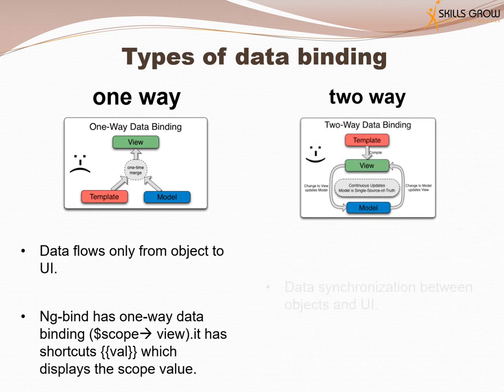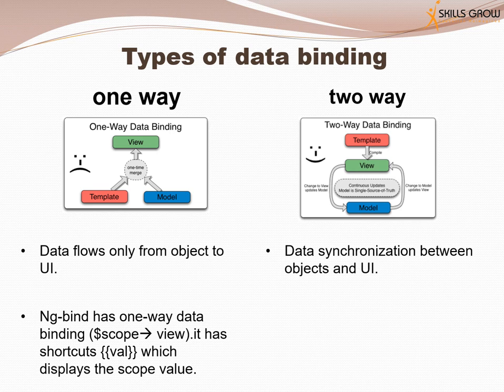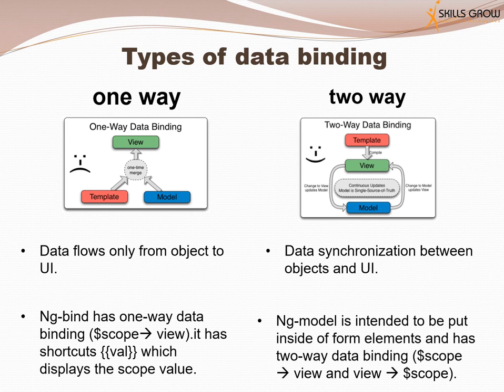Two-way data binding. Two-way binding ensures synchronization of data between UI and objects. ngModel is intended to be put inside of form elements and has two-way data binding. First, the template is compiled on the browser. The compilation step produces a live view. Any changes applied to the view are immediately reflected in the model, and any changes in the model are propagated to the view.